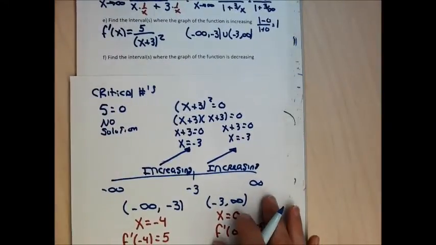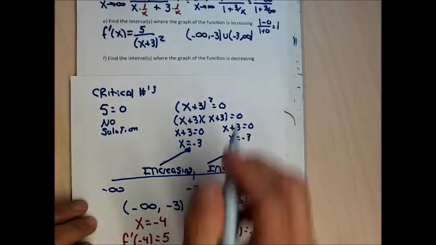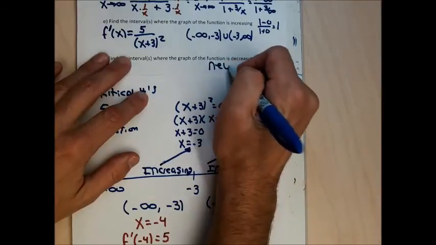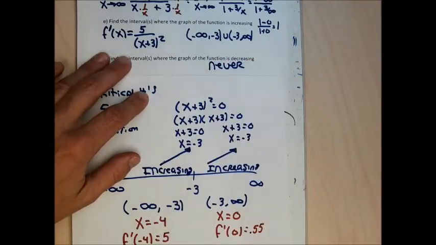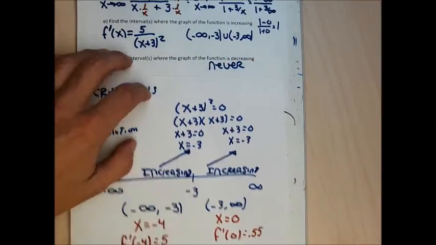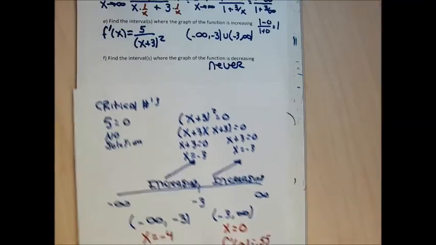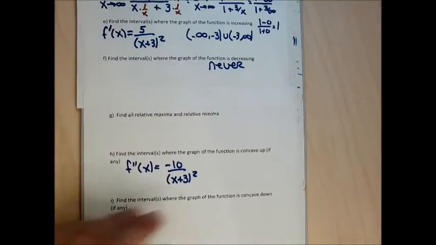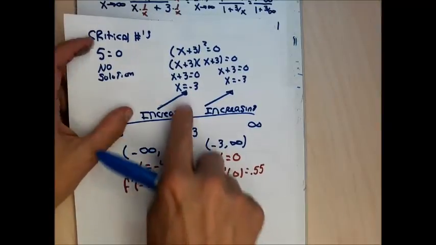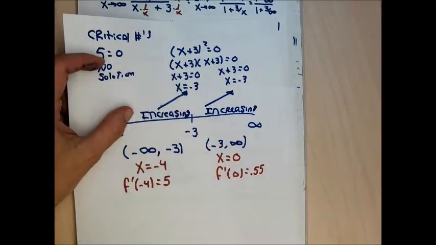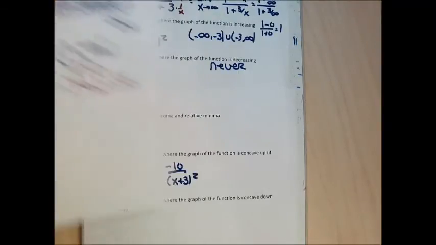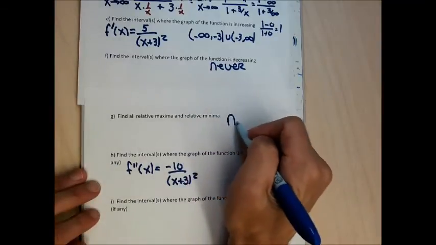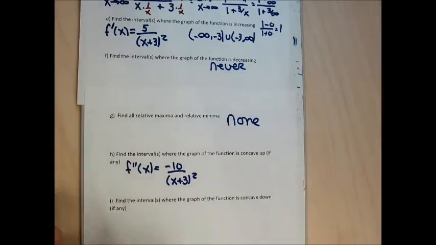For part F, it wants to know where the graph is decreasing. Well, it's never decreasing because I didn't get any minuses when I did this computation. And then part G wants the maximums and minimums. Well, I don't get a maximum or minimum because I need the graph to change directions, and it never changes directions, so there's going to be none for the maximums and minimums. That's everything for E, F, and G. I'll move on to H.